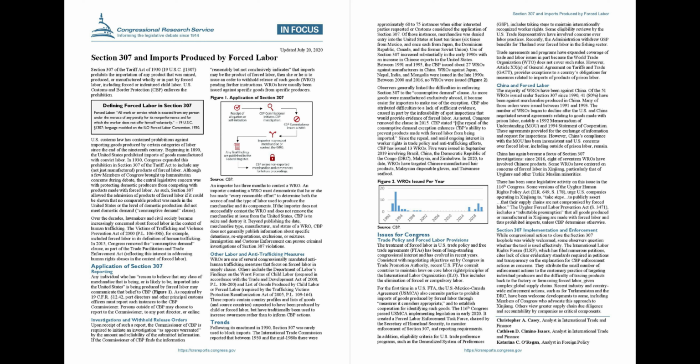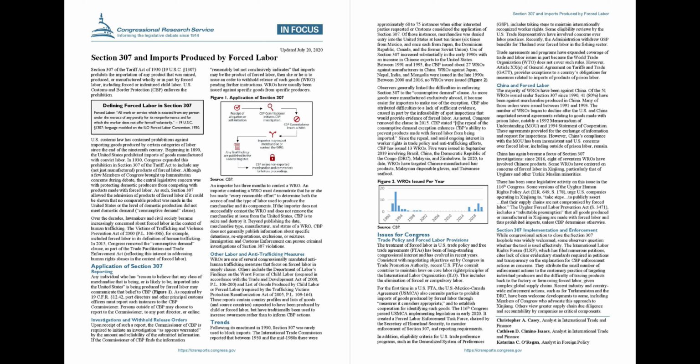However, China's compliance with the MOU has been inconsistent and U.S. concerns over forced labor, including outside of prison labor, remain. China has again become a focus of Section 307 investigations. Since 2016, 8 of 17 WROs have involved Chinese products. Some WROs have centered on concerns of forced labor in Xinjiang, particularly that of Uyghurs and other Turkic Muslim minorities.